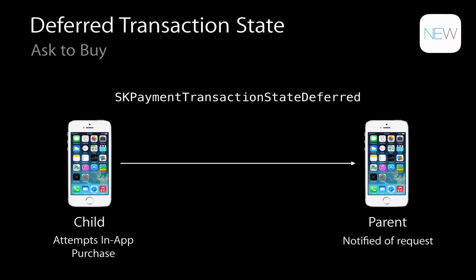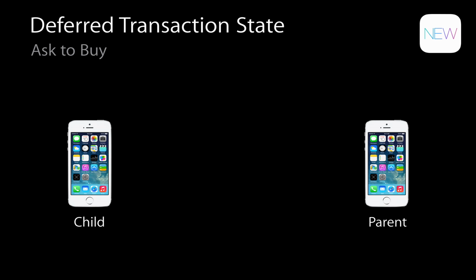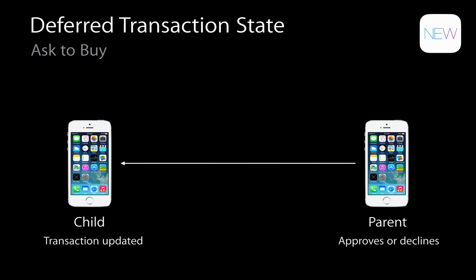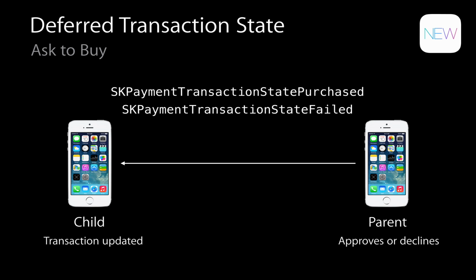When it enters that state, that's when the transaction goes into the deferred state. So once the child has tapped the button to say yes, they want to ask permission, and the notification is sent out to the approvers' devices, that's when the transaction becomes deferred. Now, once the parent goes ahead and approves or declines this purchase request, we'll send a message back down to the child's device or the requester's device, and at that point, that's when the transaction will enter the familiar purchased or failed states.